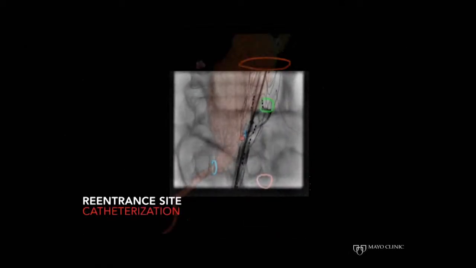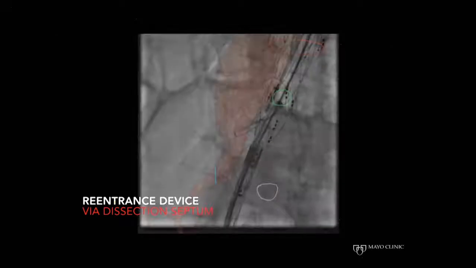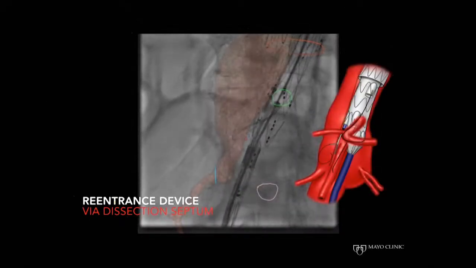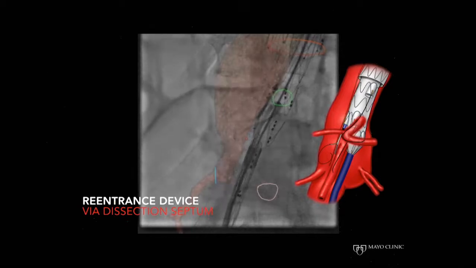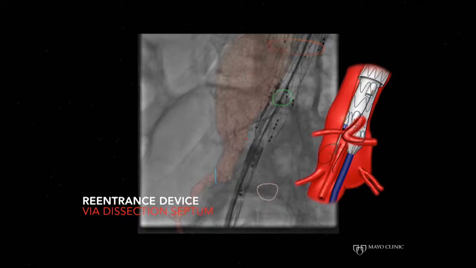Next, we directed our attention to the right renal artery. We tried first to selectively catheterize the reentrance site. However, this was not successful when we used an Outback catheter. You can see here with the illustration the needle of the Outback catheter perforating the septum and the small wire now going into the false lumen.